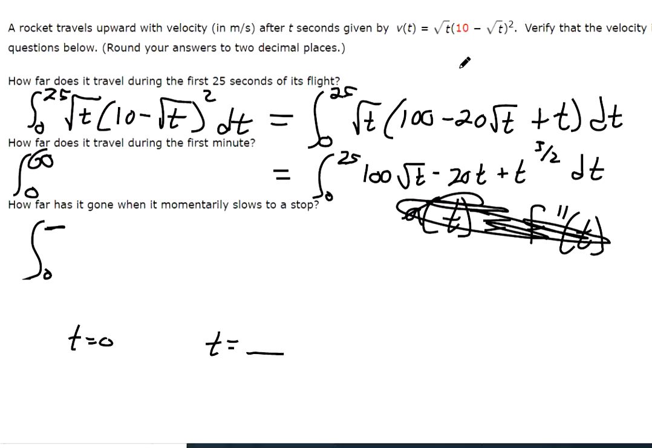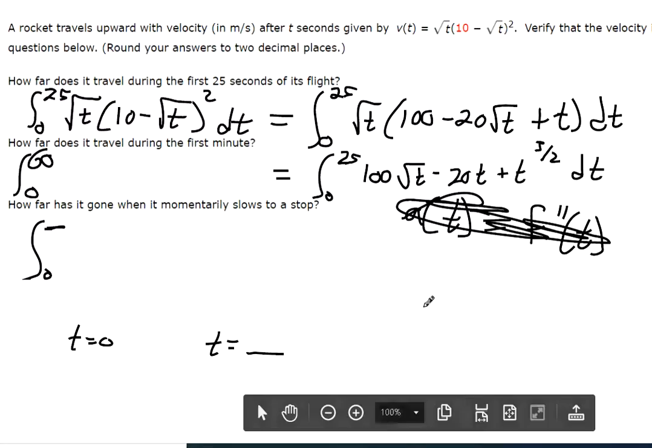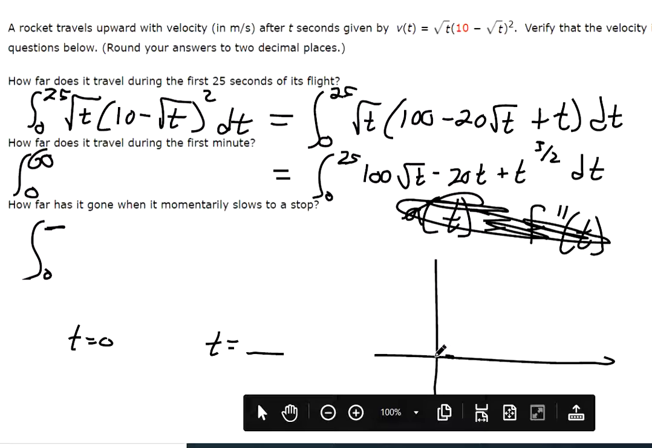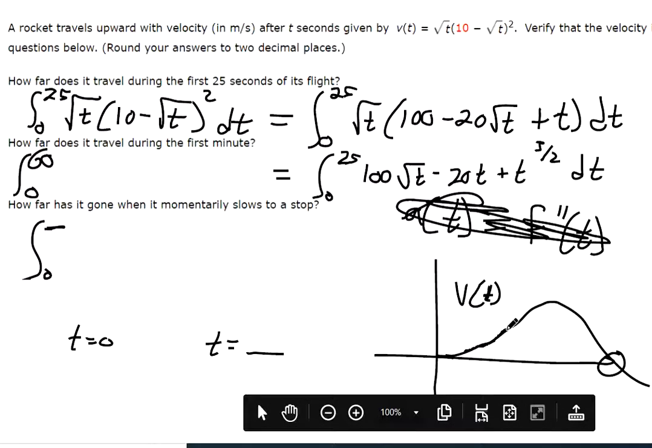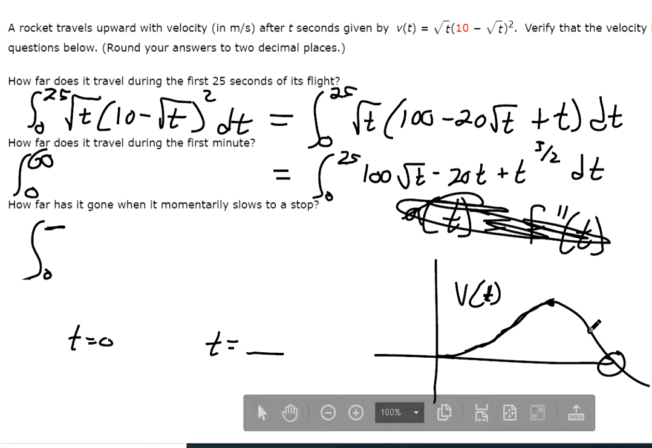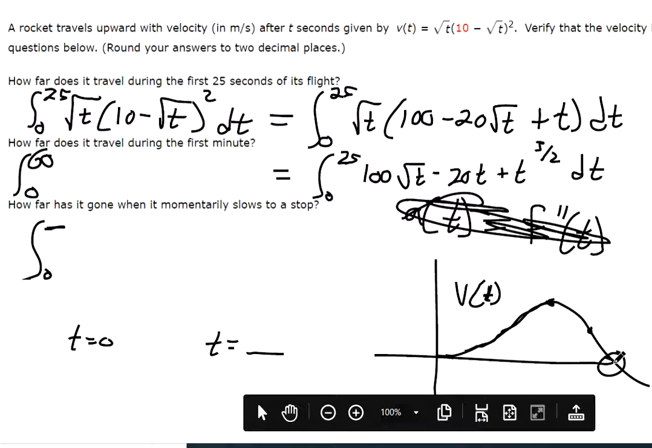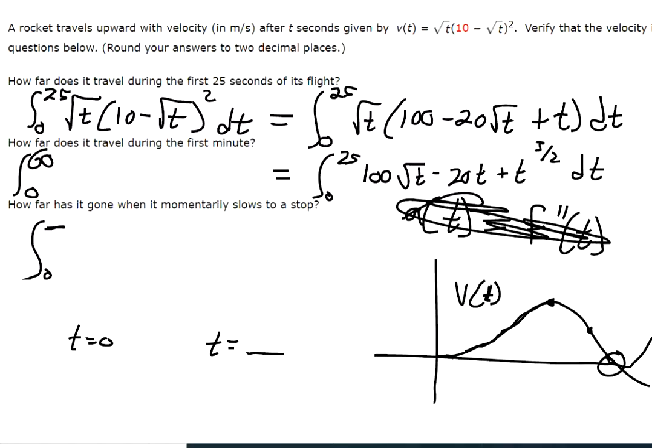When something comes to a stop, that means the velocity is 0, right? If we have a graph of velocity, this means it's going forward, going forward, going forward. This is going forward at the fastest possible rate. Still going forward, but at a slower rate. When v of t equals 0, that means it's momentarily come to a stop. But I think this graph actually looks something like that.